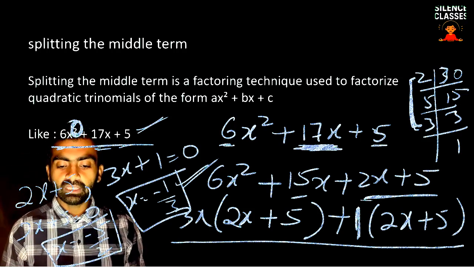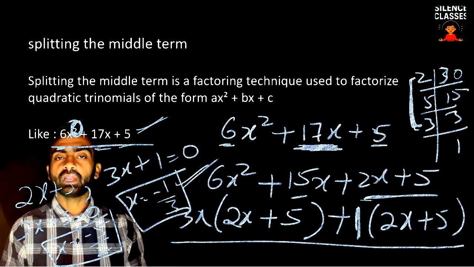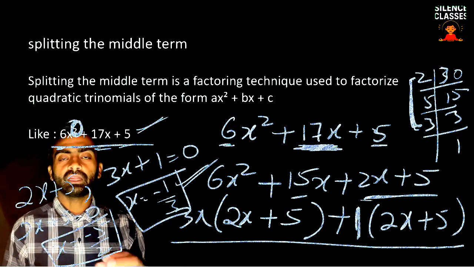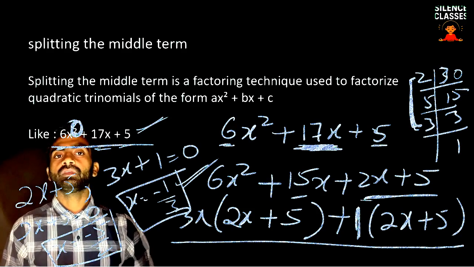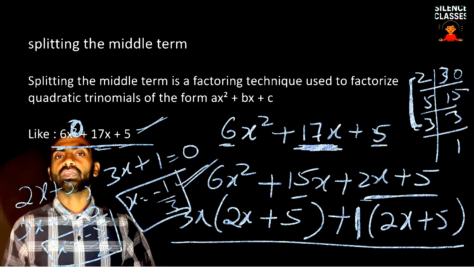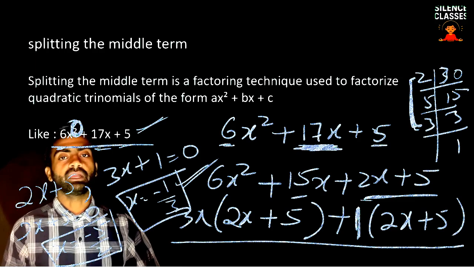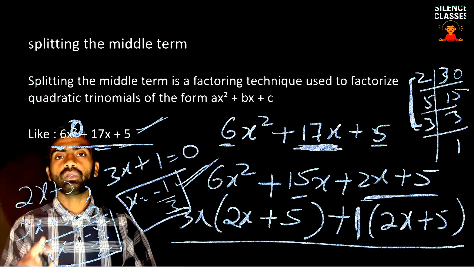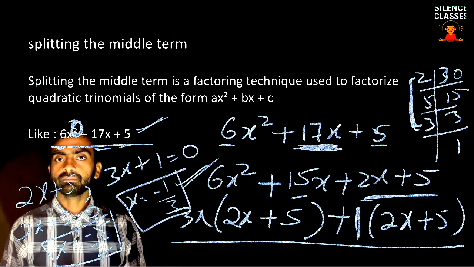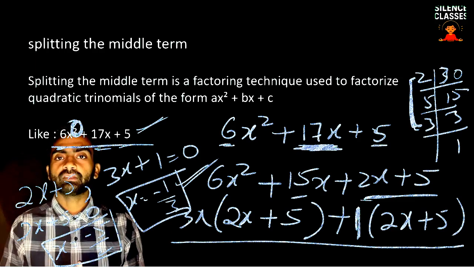How many zeros are there of the given polynomial? How can we find it? We will check the highest degree. If the highest degree is 3, we will get 3 zeros of the given polynomial. If the highest degree is 4, we will get 4 zeros of the given polynomial. If the highest degree is 1, there is only 1 zero of the given polynomial. I hope you guys understood.